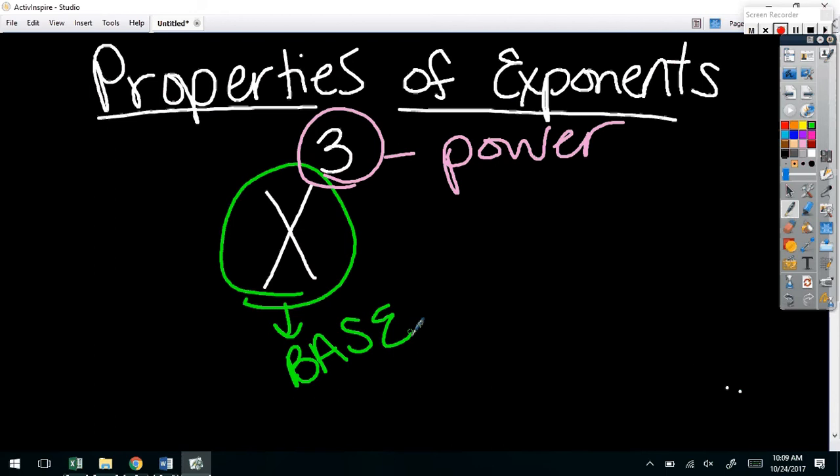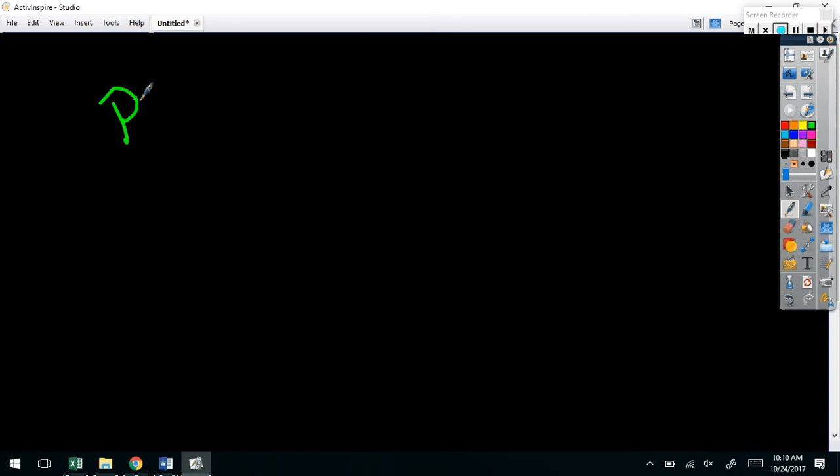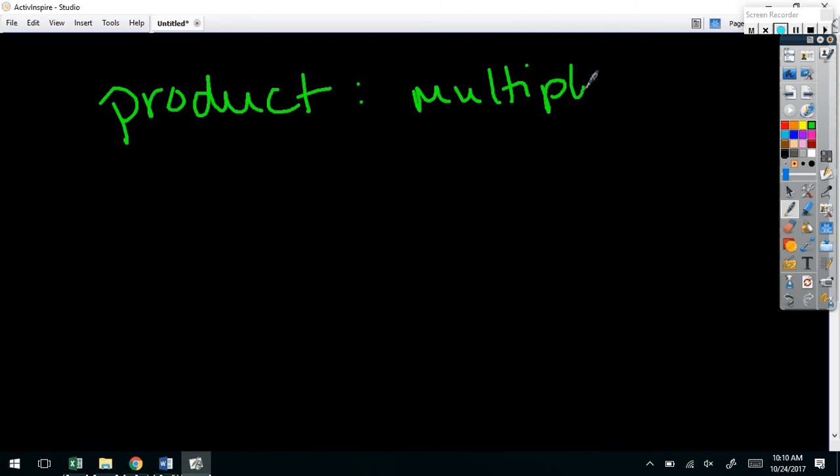Do we have to draw this? No, this is just a little bit before we get into all the properties, so that you understand what we're talking about. Whenever I say product, what am I talking about? What you get when you do what? Multiply. Product, we're talking about multiply. How about if I said quotient? What should you think? Division.